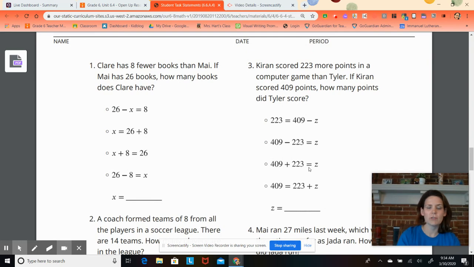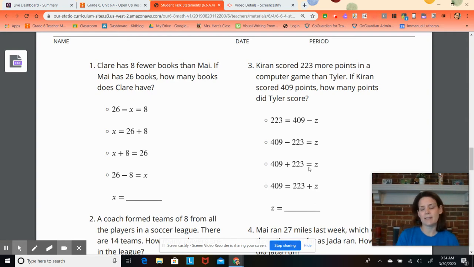So the first one that we're going to do together here is about Clare and Mai. And we're going to read it through 3 times. Okay, why don't you pause the video and see if you can remember what the purpose is of each of our reads. Okay, so hopefully you remembered that the first read is to just kind of understand the situation. So it says Clare has 8 fewer books than Mai. If Mai has 26 books, how many books does Clare have?